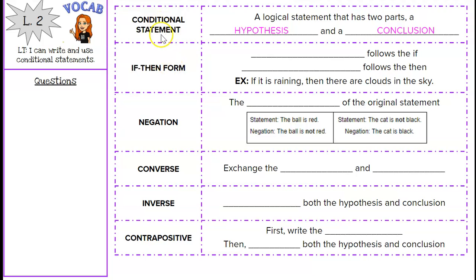In the if-then form of a conditional statement, the hypothesis follows the if. So if it is raining would be the hypothesis. And then the conclusion follows the then. So again, if it is raining would be your hypothesis, and then there are clouds in the sky would be your conclusion.